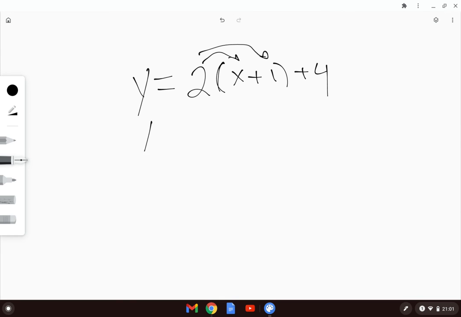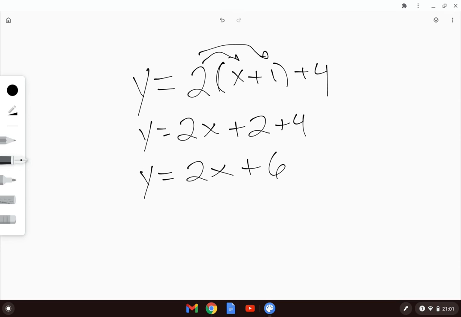So I'm going to write here the y equals 2 times x plus 1 plus 4. And I'm simply going to write this in the slope-intercept form by distributing the 2. So I have y equals 2x plus 2 plus 4. And by combining my like terms, I get y equals 2x plus 6. So that means I'm going to graph y equals 2x plus 6 on Desmos.